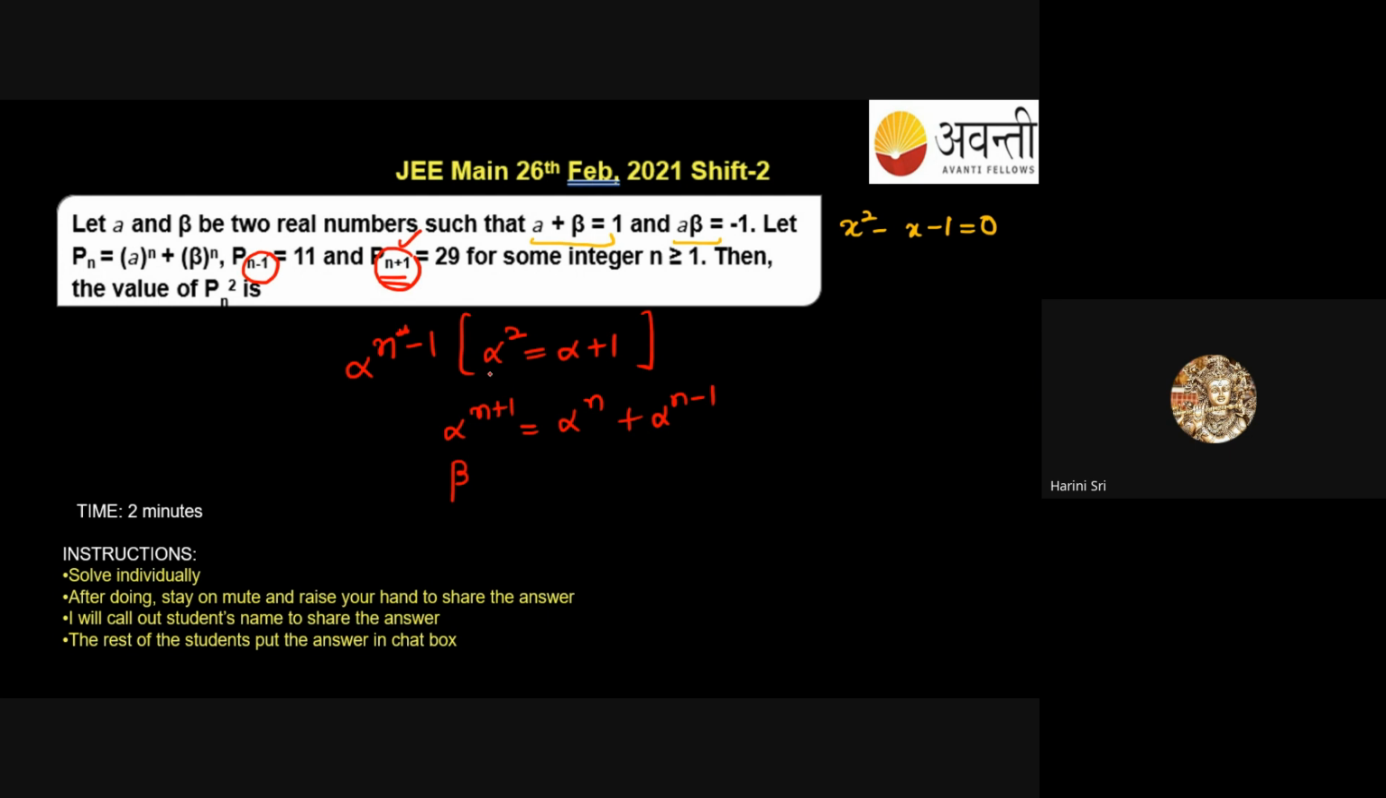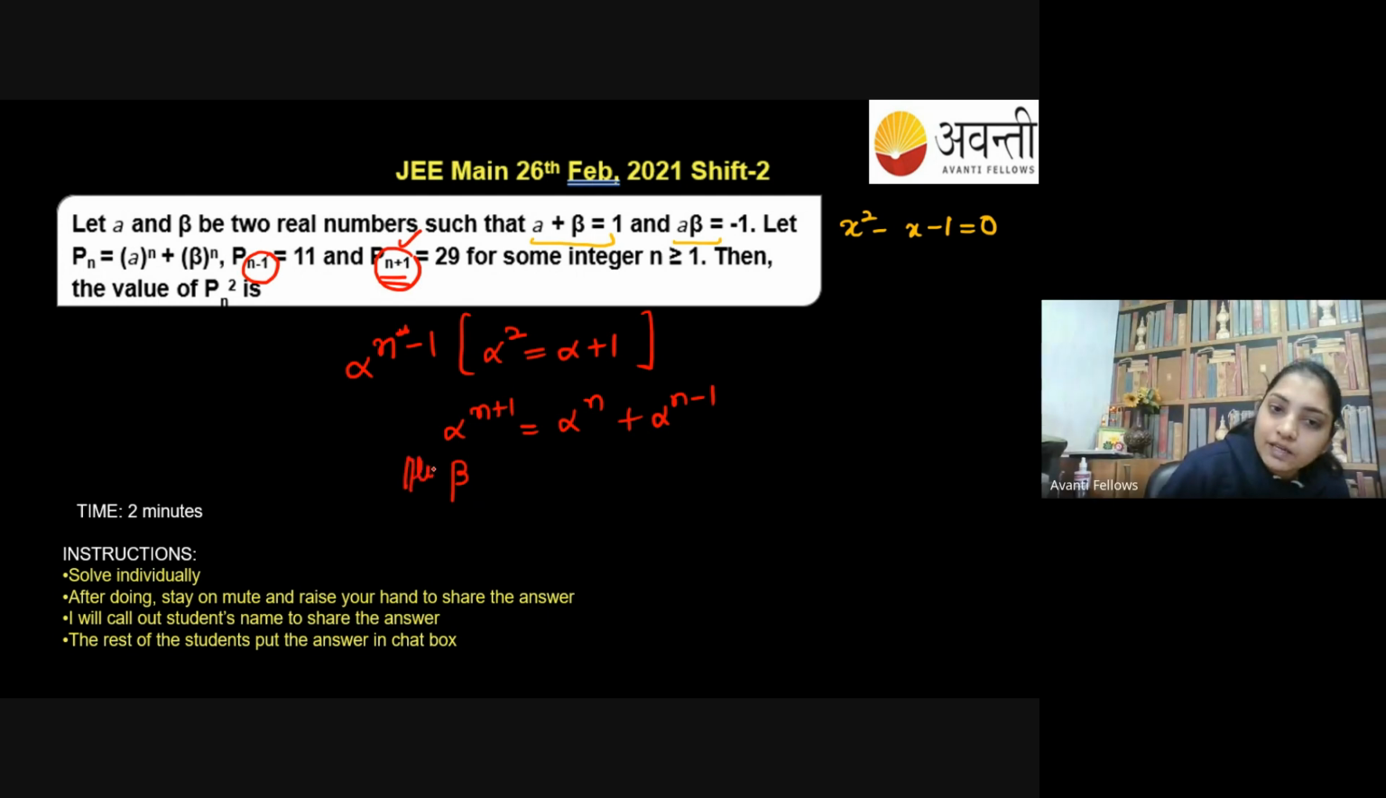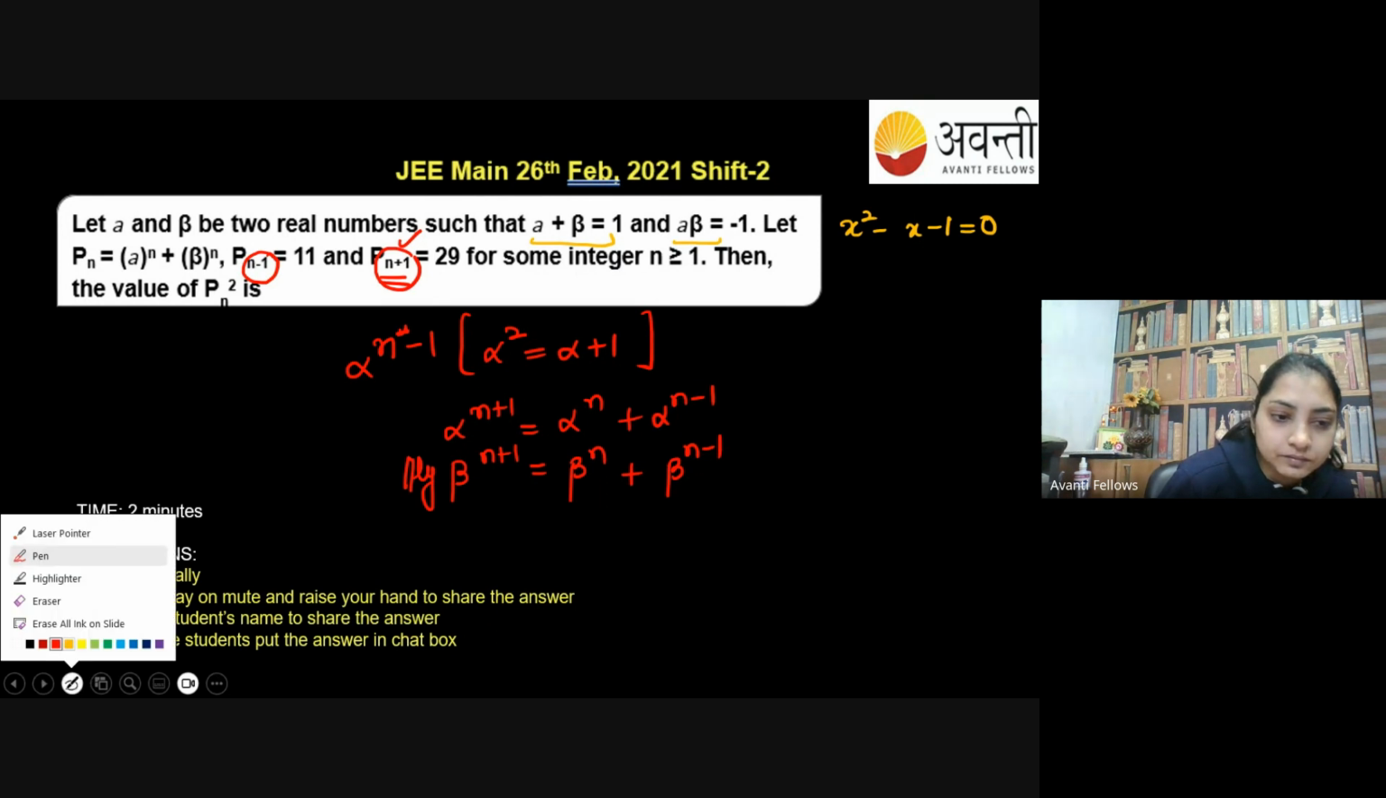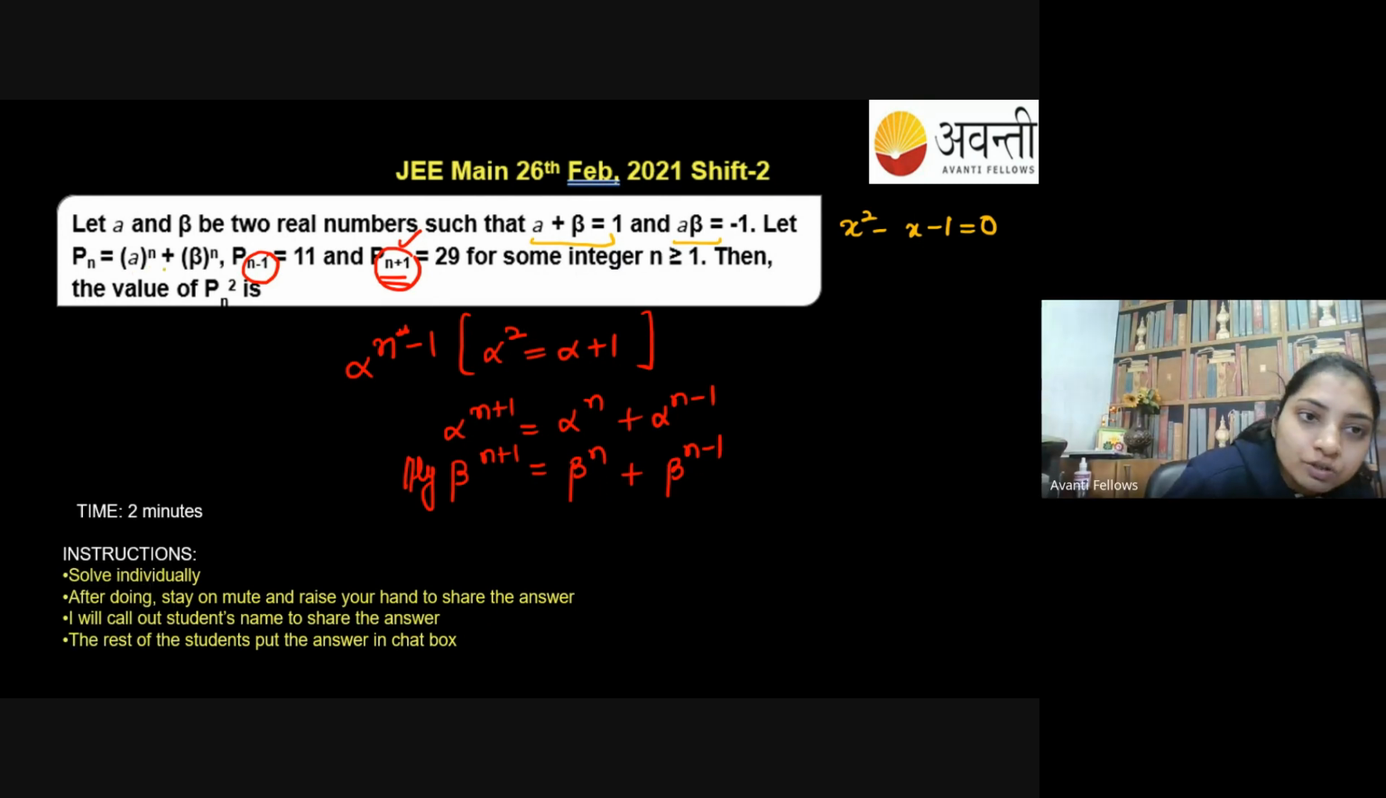Yes, ma'am. So similarly, it will give you that beta n plus 1 is equal to beta raised to power n plus beta raised to power n minus 1. Agree, everyone? Yes, ma'am. Now look at the question. Do you require plus or minus?